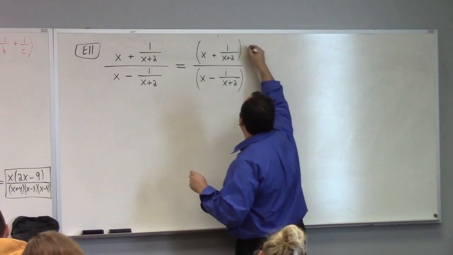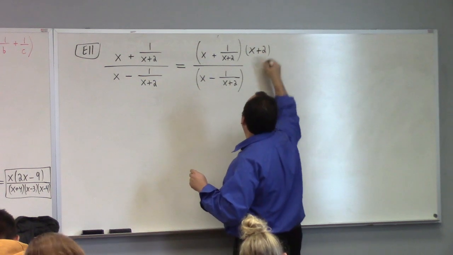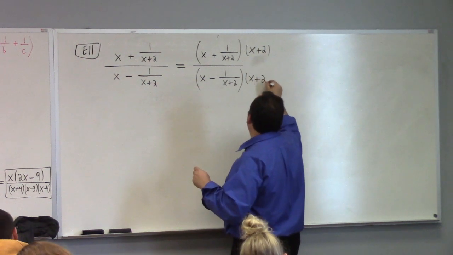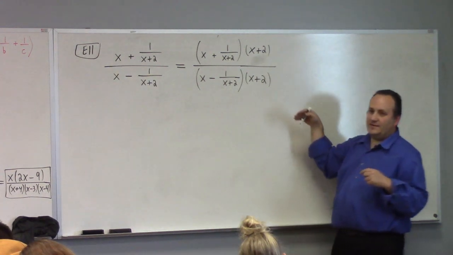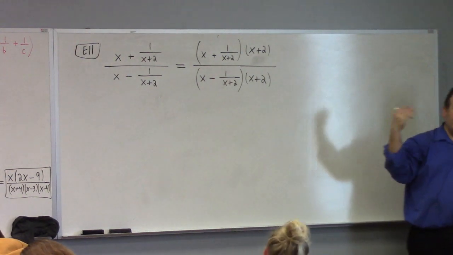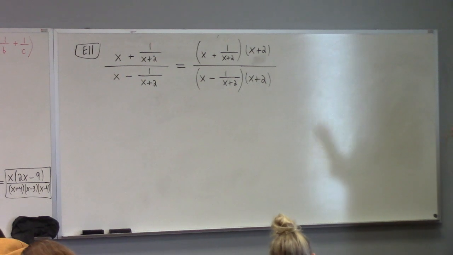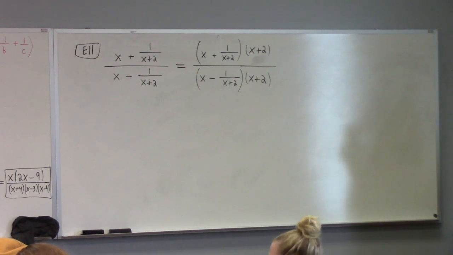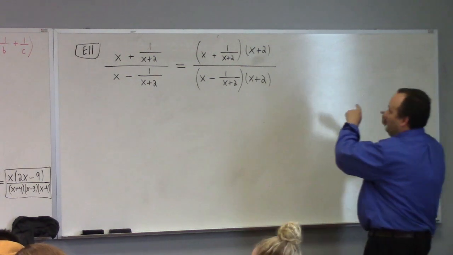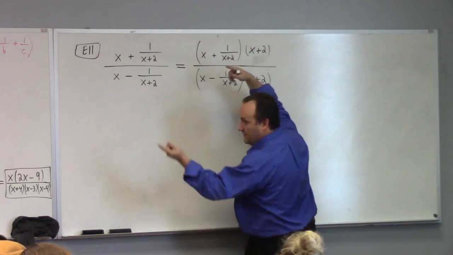I'll do it like this. X plus 2 and x plus 2. I can do that because I'm multiplying the denominator and the numerator by the same quantity. That doesn't change the expression, right? Oh, so it distributes the denominator. Yeah, if we multiply by x plus 2, we're going to clear out the fraction.